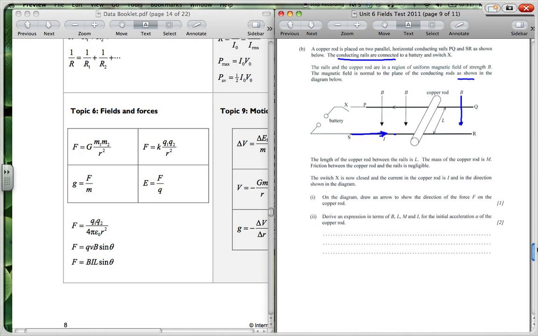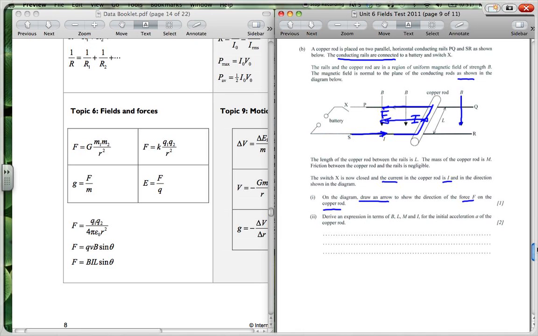So what's going to happen is this current is going to go through here, and it's going to be a current that direction and that direction. So you're going to have a current flow like that. The switch X is closed, and the current in the copper rod is I, and in the direction shown in the diagram. On the diagram, draw an arrow to show the direction of the force F on the copper rod. Okay, so using the right hand again, we put our fingers in the direction of the magnetic field, so that's down. The current is going into the board, so our thumb is going into the page, and the palm of our hand will be pointing in that direction. So you're going to get a force like that.